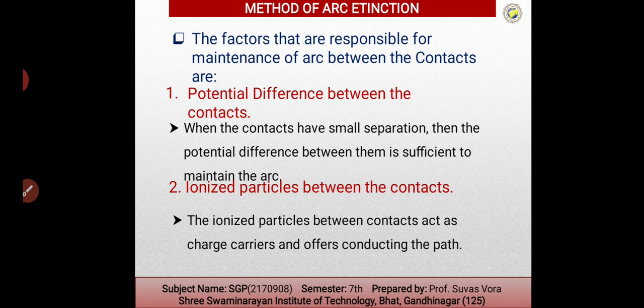यानी कि वो क्या करते हैं कि जो आयोनाइजेशन पाथ है वो आर्क के आसपास हो जाएंगे और कुछ टाइम के बाद वो आर्क को डिस्ट्रॉय कर देंगे. सो दिस मे बी अचीव्ड बाय cooling the arc or by removing the ionized particles from the space between the circuit breaker contacts. So these are the methods of arc extinction.